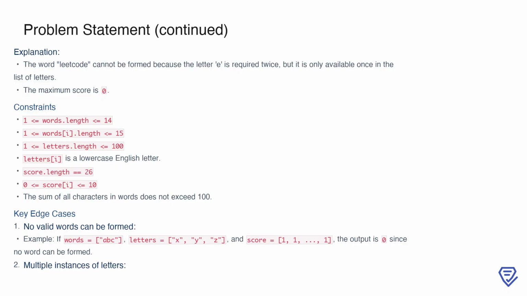In another example, the word list contains only LeetCode, while the available letters are L, E, T, C, O, D, E. The score table assigns values to each letter, but in this case, the word LeetCode cannot be formed. This is because the word requires two E's, but only one E is available in the provided list of letters. Since no other words are present, and LeetCode cannot be constructed, the maximum score in this scenario is 0. This demonstrates how the availability of letters directly impacts the ability to form words and achieve a non-zero score.